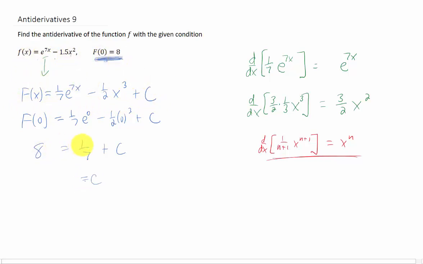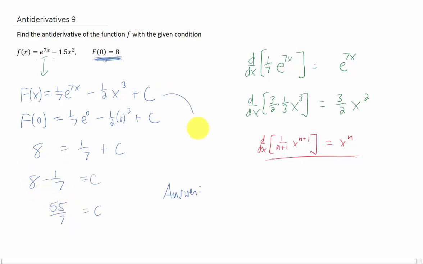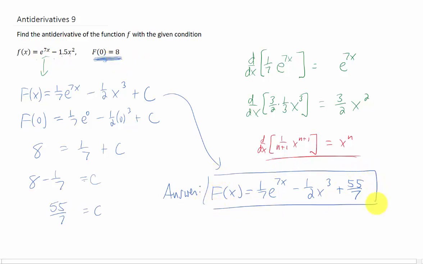Okay, so if we subtract 1/7 from both sides here, that's going to be 56/7 if I'm not mistaken, minus 1/7, that's 55/7 for c. And our final answer is going to come from this line right here. The antiderivative of this function here that also satisfies this condition should be this right here. And we could check this answer by taking a derivative and making sure we get back the original function. We could also plug in x equals 0 and make sure that we get 8. But all that is going to work out, and we are done.